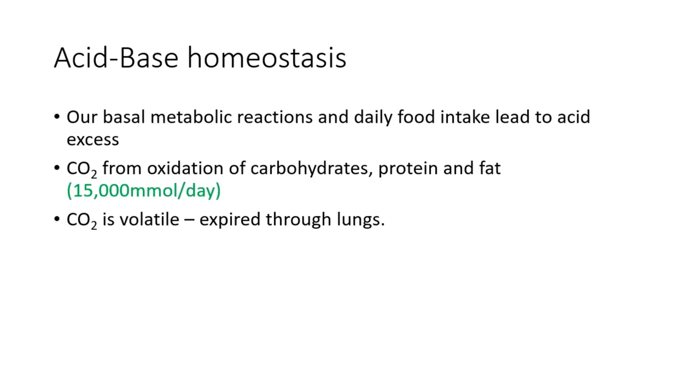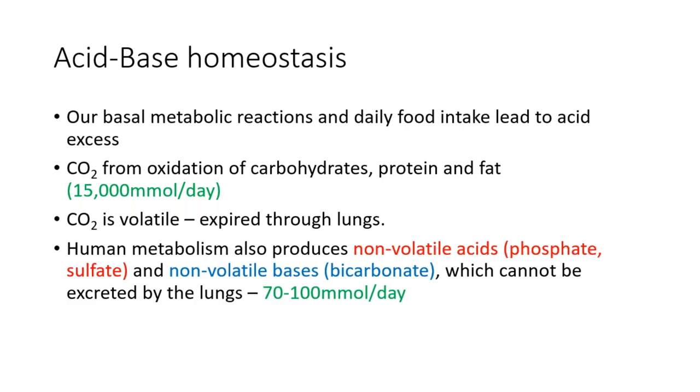So just a bit on acid-base homeostasis. We have basal metabolic reactions going on every moment of our lives, and anything that we consume leads to acid excess. Carbon dioxide is the main form of waste when we oxidize carbohydrates, proteins, and fat, and we produce a huge amount of carbon dioxide, 15,000 millimoles per day, which is volatile, and we can expire this in our lungs. We also produce non-volatile acids, phosphates, sulfates, and non-volatile bases such as bicarbonate. This excess acid is much less than the carbon dioxide we produce, but about 70 to 100 millimoles per day needs to be excreted from our bodies.